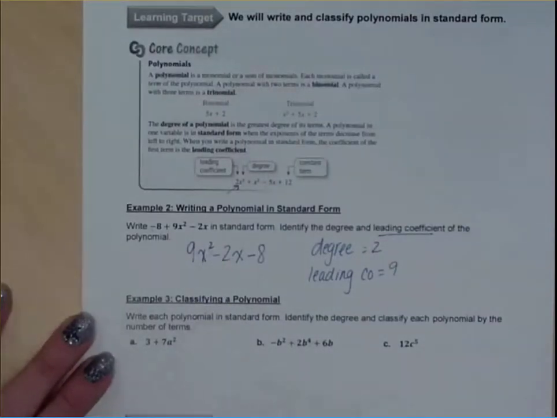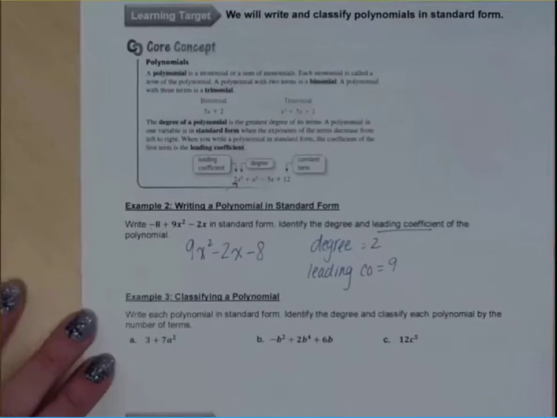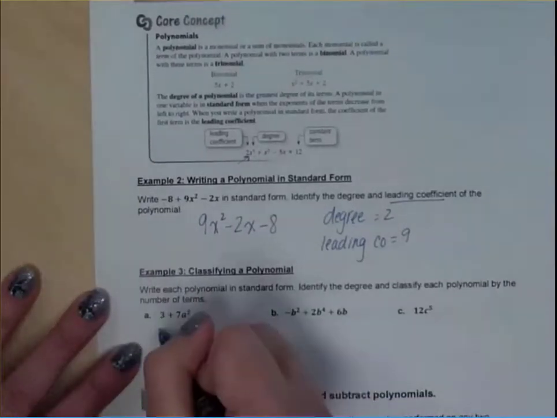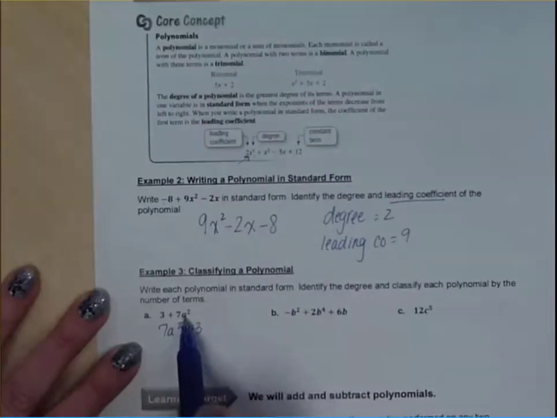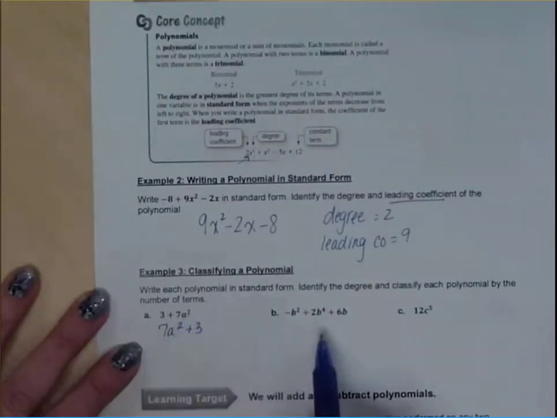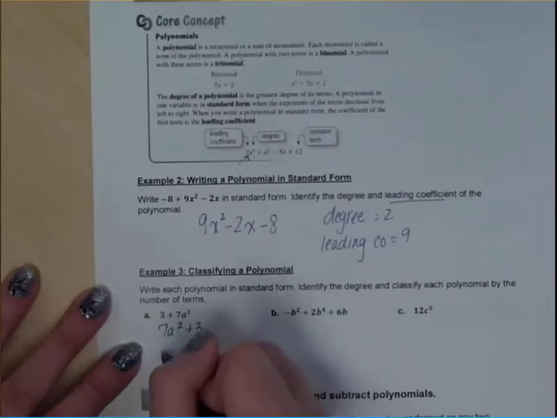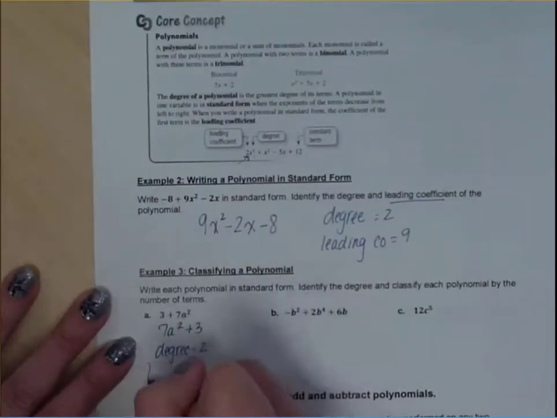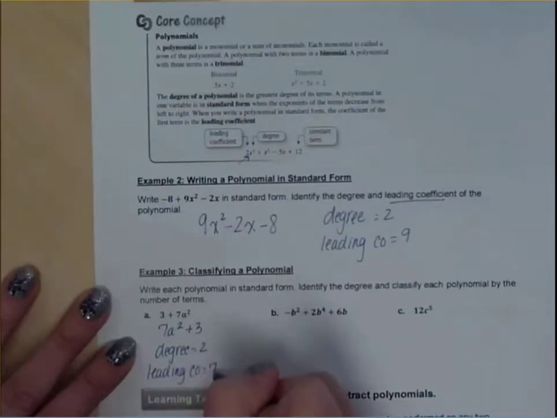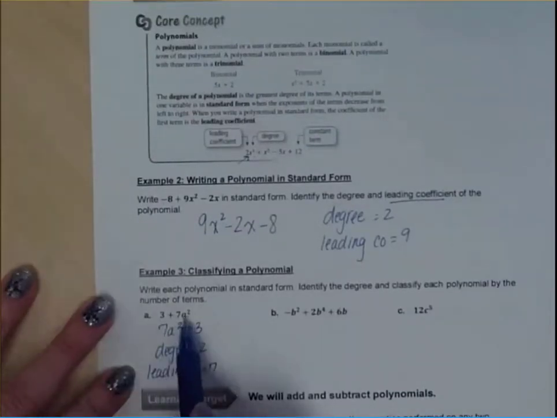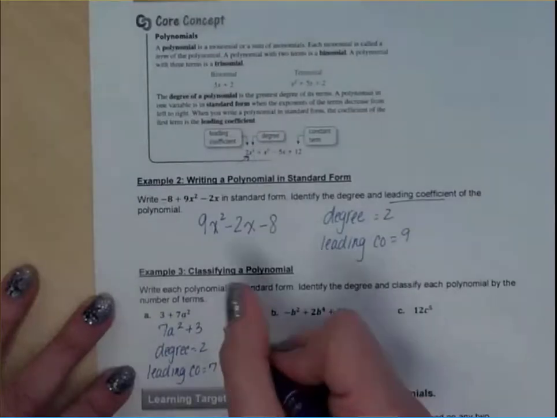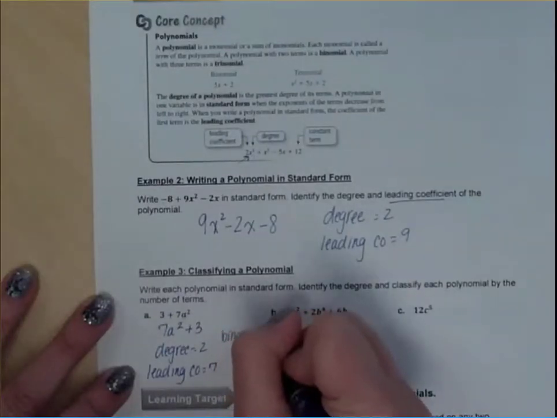So now let's take a look at classifying a polynomial. First, let's rewrite this in standard form. So I have 7a squared plus 3. We always go by descending order. And then our degree here is 2. The leading coefficient here is 7. Now, to classify this, I have 2 terms. So this one here is a binomial.